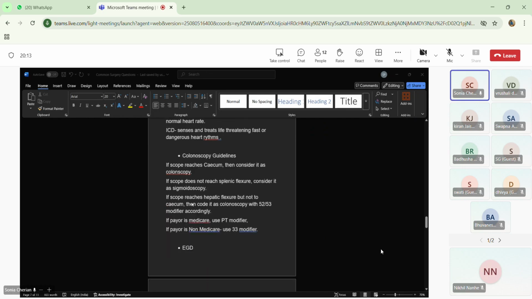Now colonoscopy. That decision tree is very important, guys. If the scope reaches the cecum, we consider it a colonoscopy. If it does not reach the splenic flexure, we consider it a sigmoidoscopy. If the scope reaches the hepatic flexure but not the cecum, then we can call it a colonoscopy, but we need to append the 52 or 53 modifier accordingly.